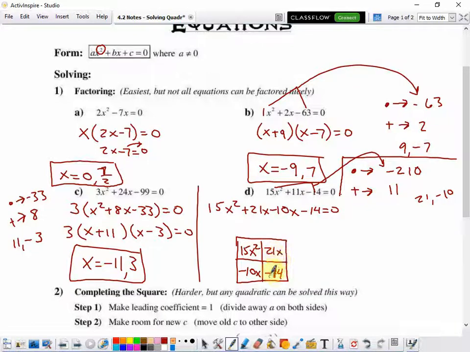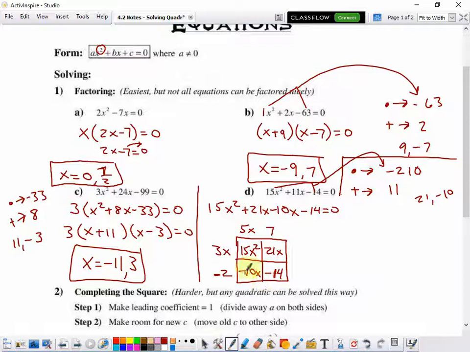But 21x and negative 14, I can take a 7 out of both of those. So I'm going to have a 7 right here. And that 7 is next to a positive box, so it's going to stay positive. 15x and negative 10x, I can factor out a 5x. And that's a positive box. My number here is going to stay positive. 15x squared and 21x, I can take out 3x. 3x is next to a positive box, it stays positive. Negative 10x and negative 14, I can take out 2. And that 2 is next to a negative box, so that's actually going to be negative.